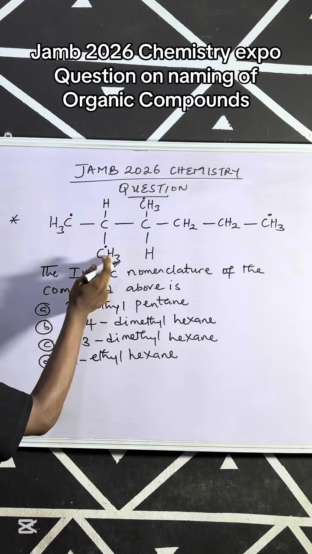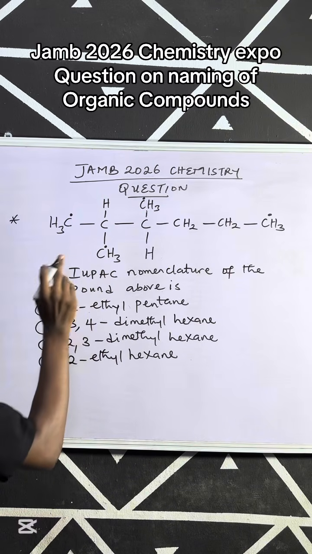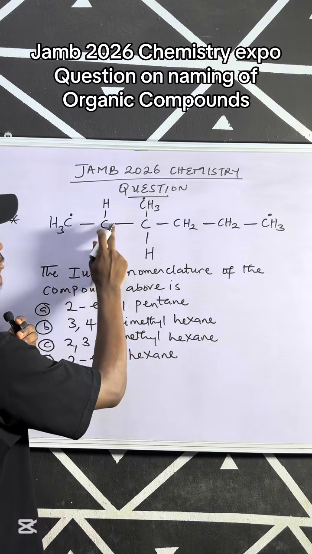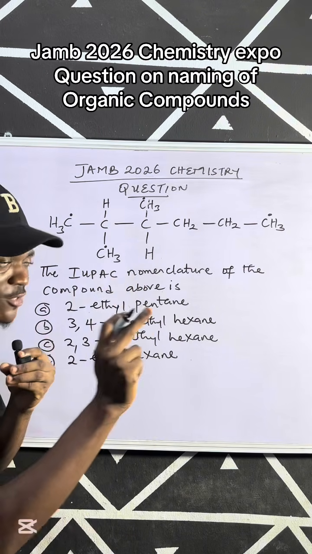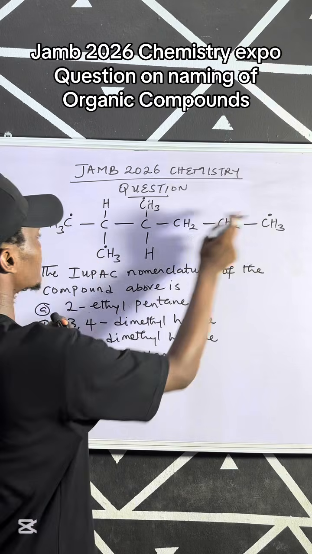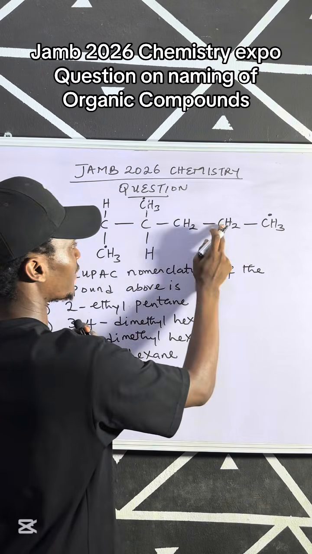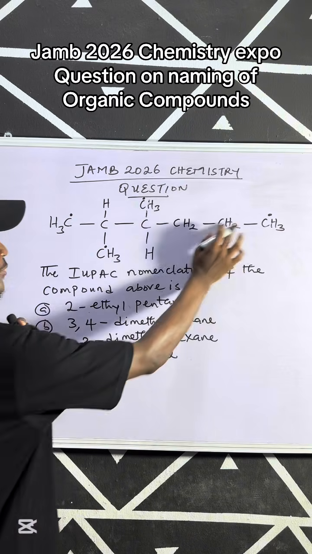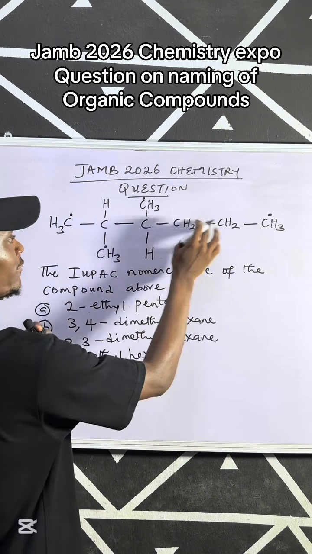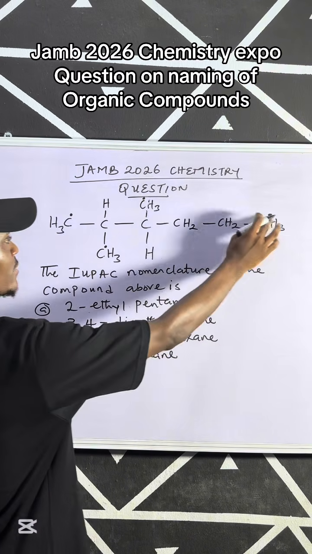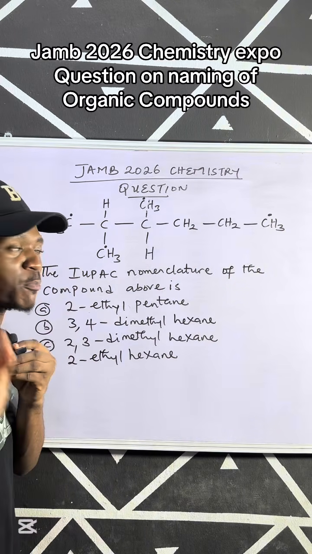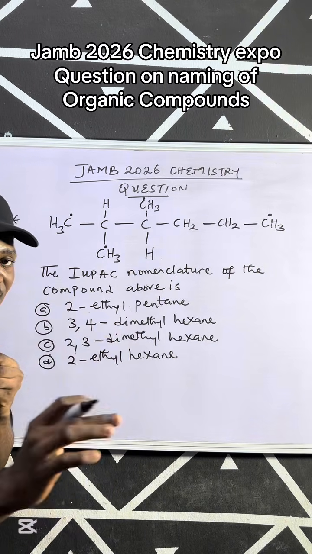This dot to this dot is 1, 2, 3. It is very short. This dot to this dot is 1, 2, 3, 4. It is very short. This dot to this dot is 1, 2, 3, 4, 5, 6. It is long, right? But let's confirm others. This dot to this dot is 1, 2, 3, 4, 5, 6. This dot to this dot is 1, 2, 3, 4, 5. So it means our longest possible chain is 6 carbons.